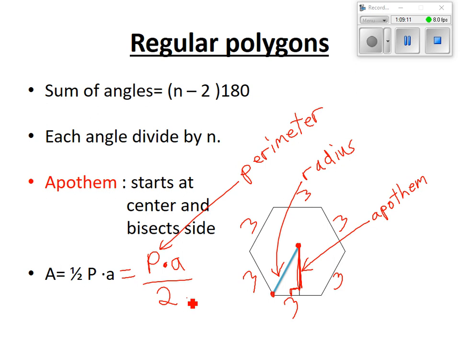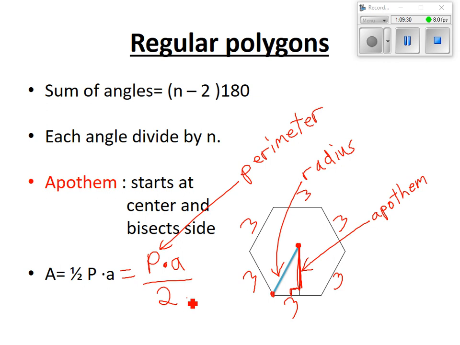It's a new formula. It looks hard. Find the perimeter. Multiply that answer times the apothem, and then divide that total answer by 2. That's the area of the entire shape, of the entire polygon.